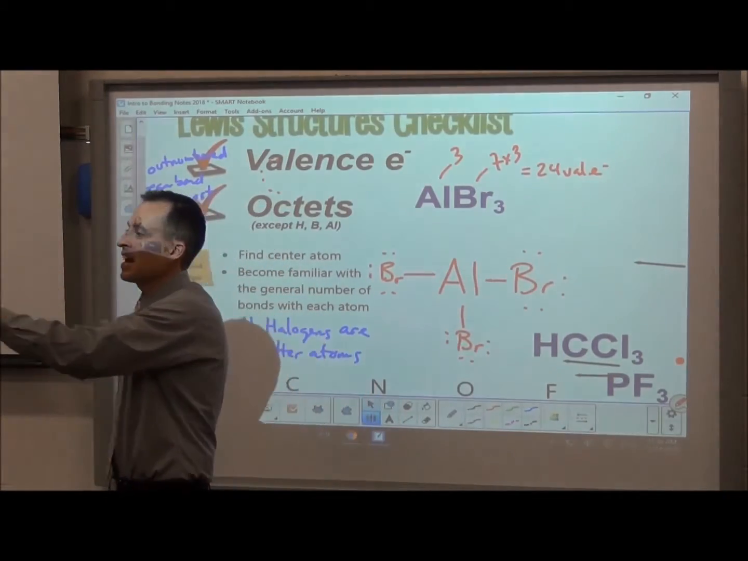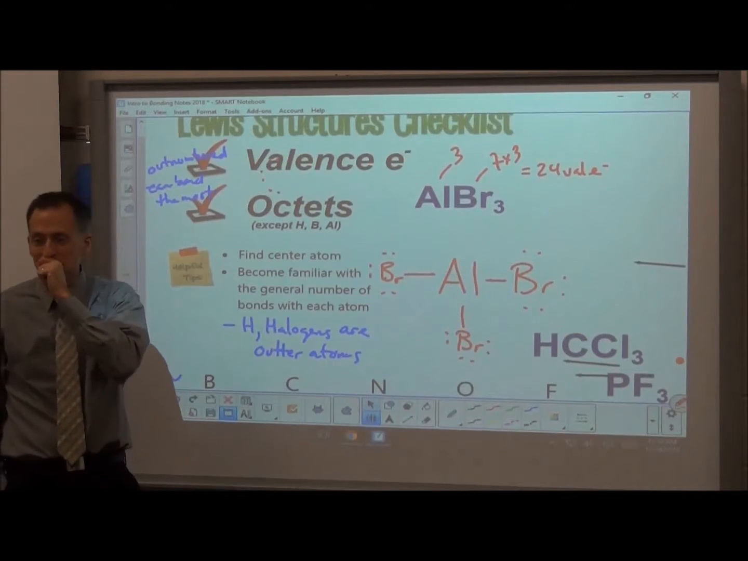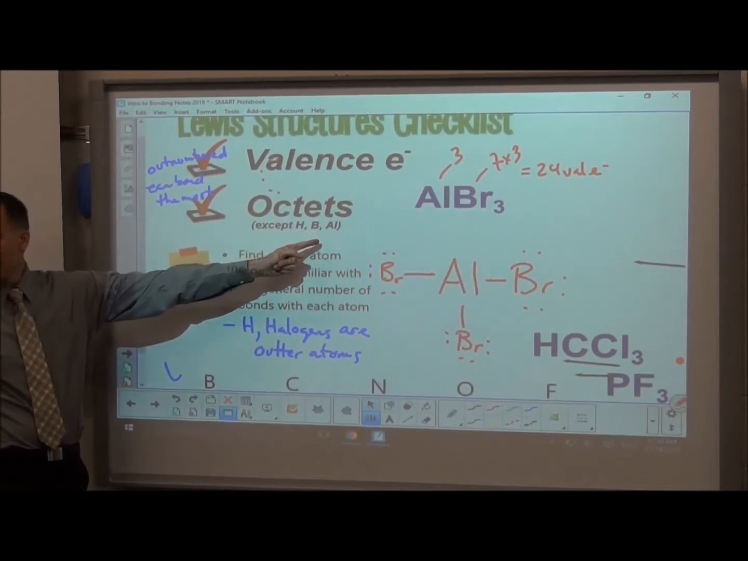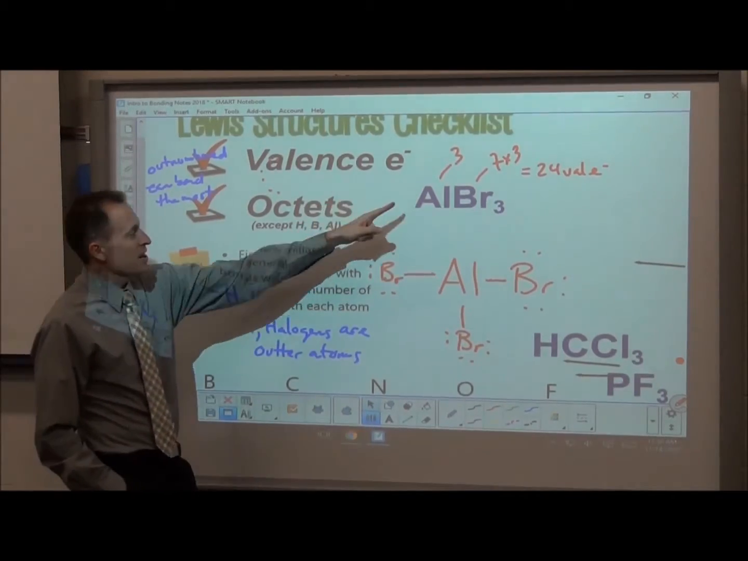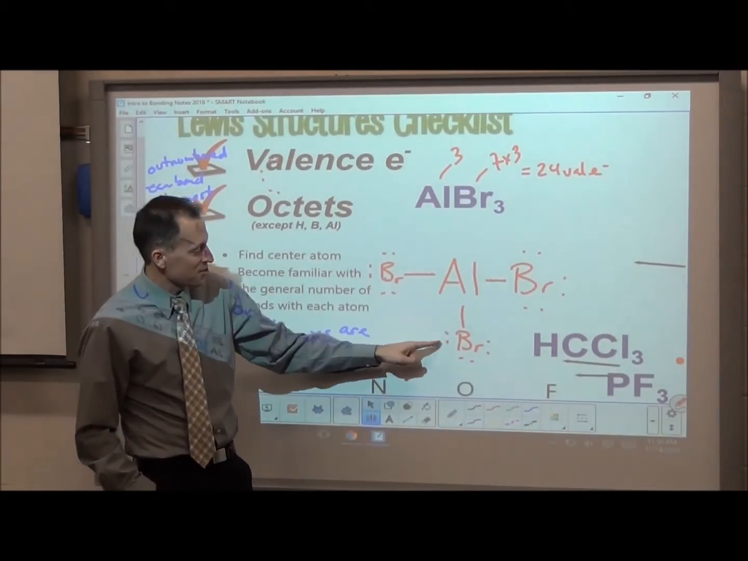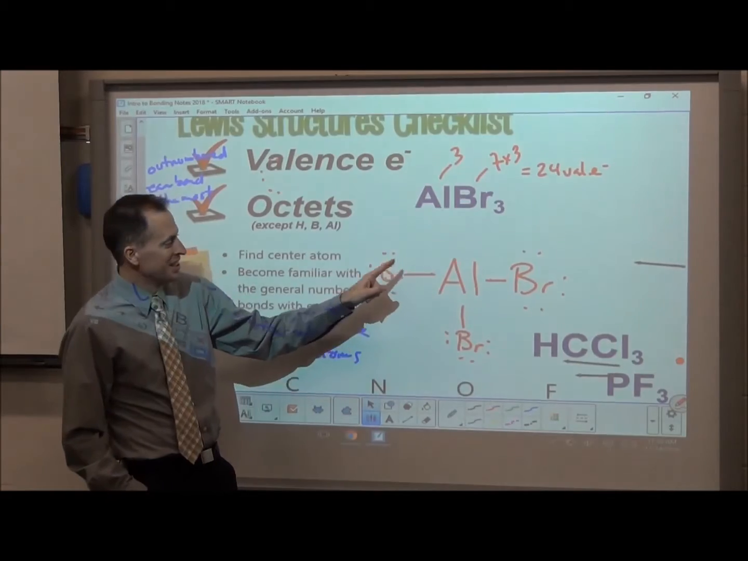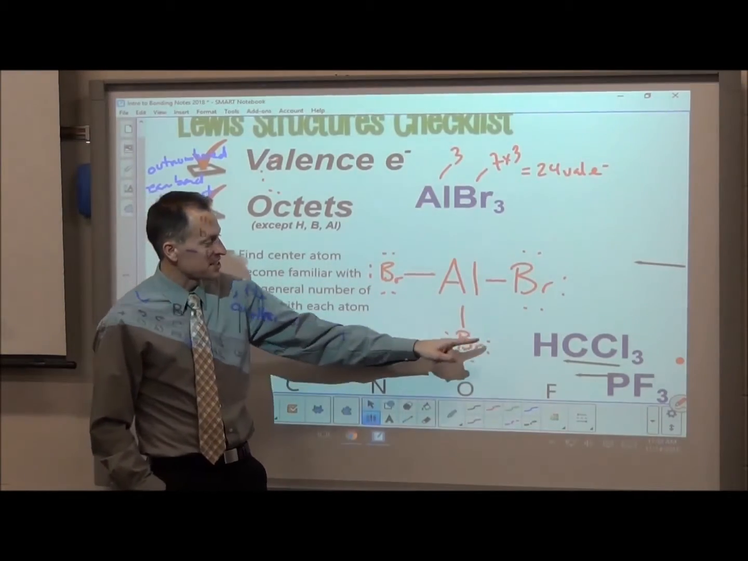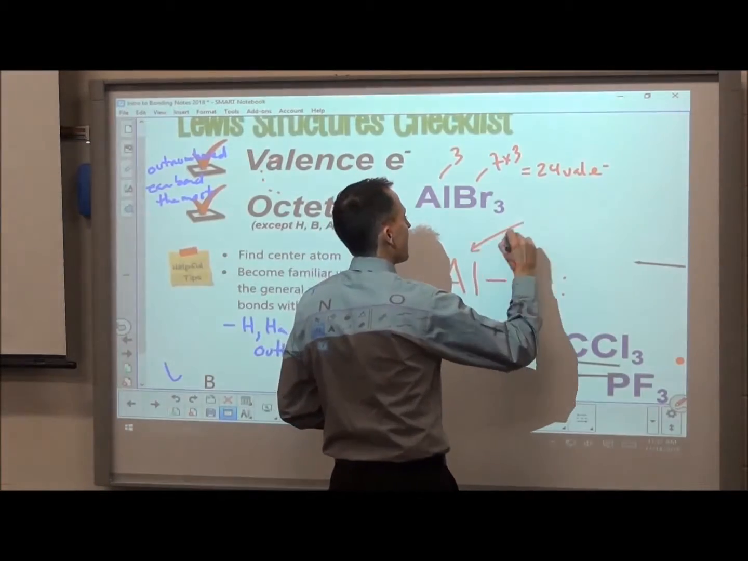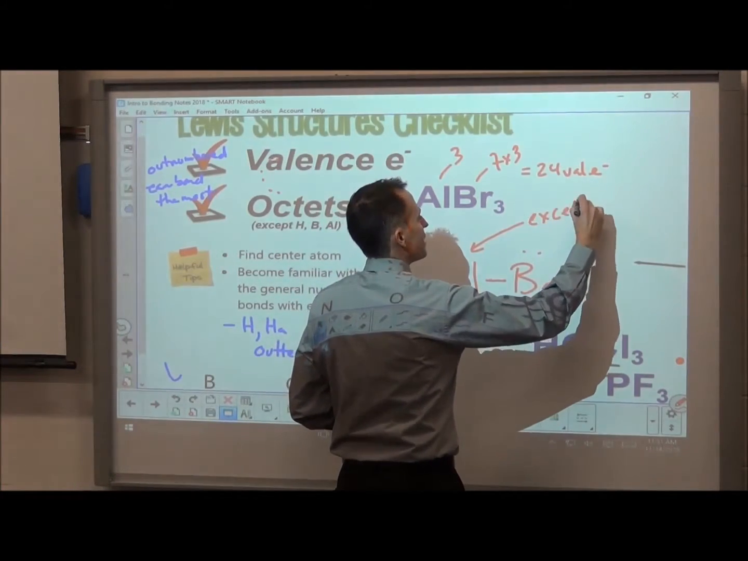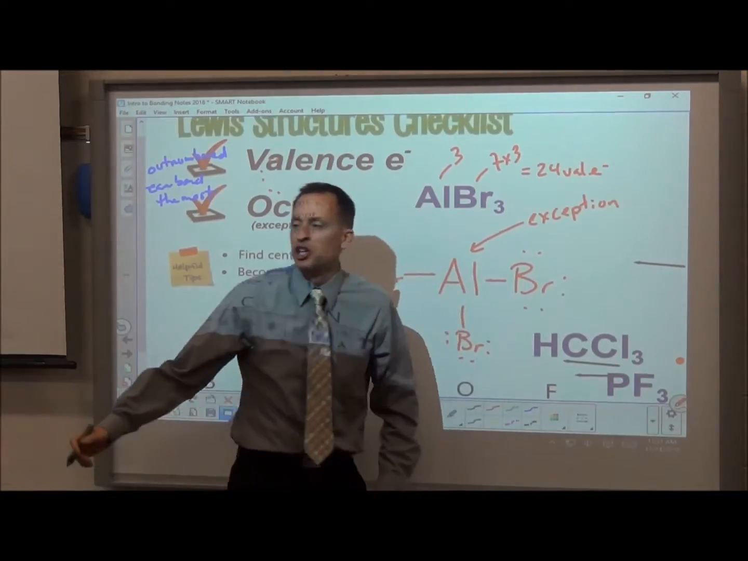Al does not have an octet, right? Oh, that's an exception. Do I have 24? 2, 4, 6, 8, 10, 12, 14, 16, 18, 20, 22, 24. Al cannot have 8. It's as good as it's going to be.